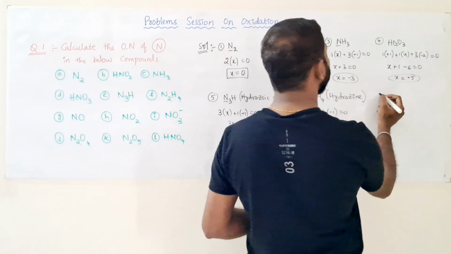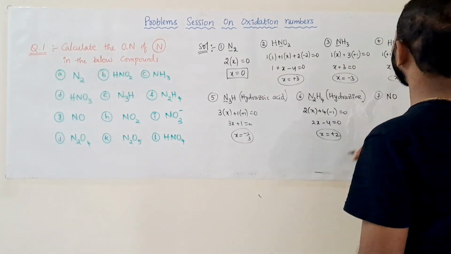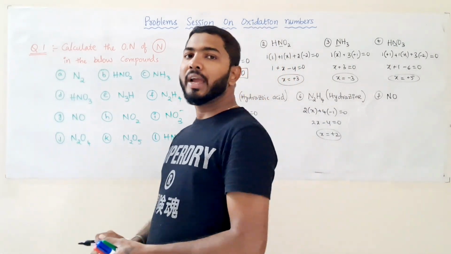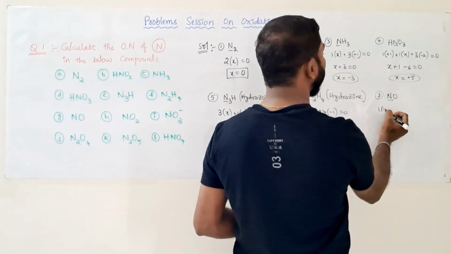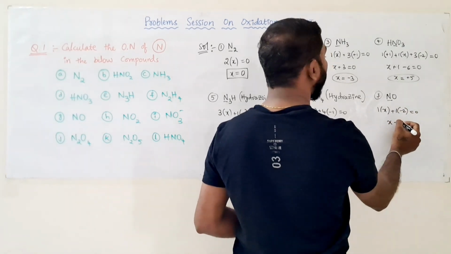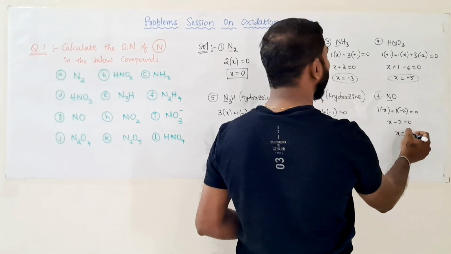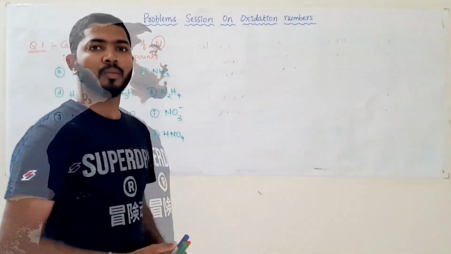And then next let us move to the seventh one, that is NO, which is called as nitric oxide. So in this the oxidation number of nitrogen is taken as x, and then for each oxygen minus 2. So x minus 2 is equals to 0, then x is equals to plus 2. Okay, please try to copy this.